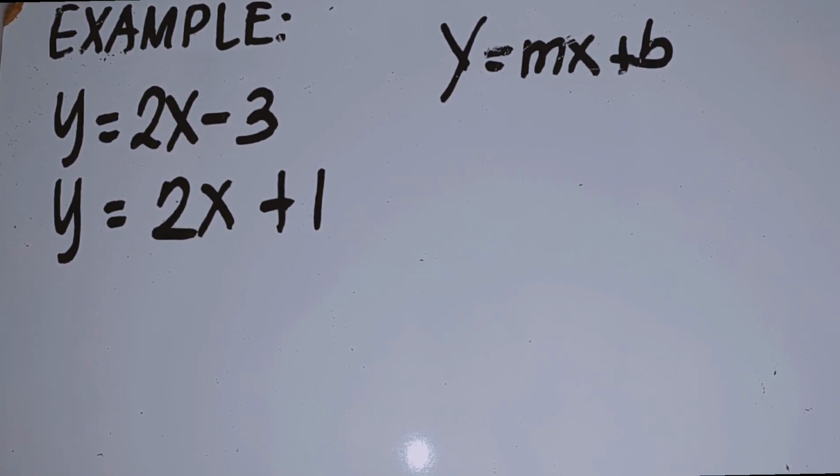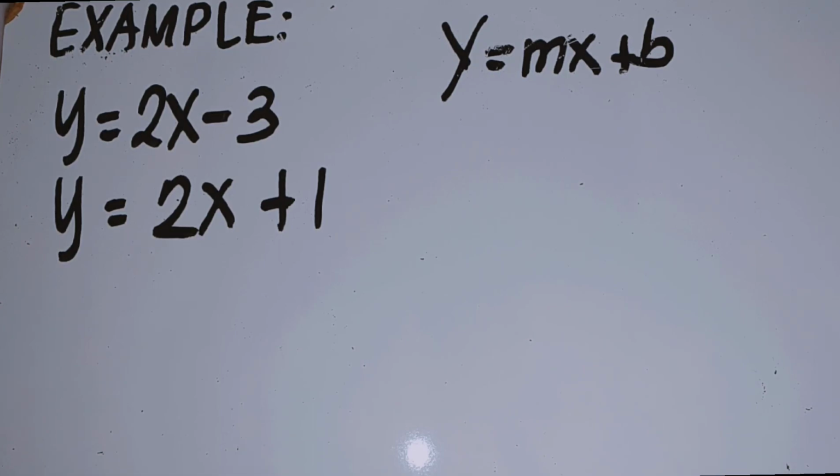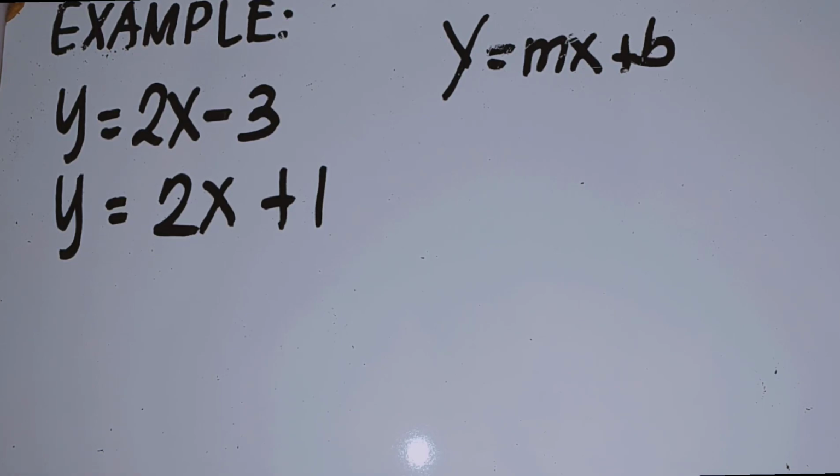First equation is y equals 2x minus 3 and the second equation is y equals 2x plus 1. So, same pa rin ang gagawin natin. Kailangan mailipat natin ang equation sa y equals mx plus b. Pero kung mapapansin nyo, dun sa dalawang equation na ibinigay, ay wala na tayong isosolve. Diretso na. Meron na tayong value ng slope.